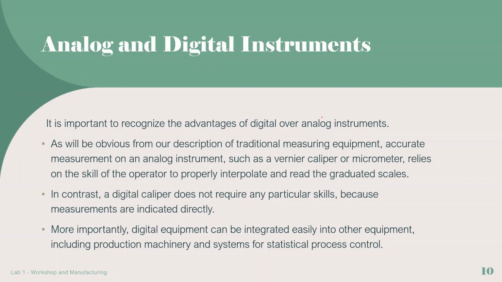Now, we have analog and digital instruments. As will be obvious from our description of traditional measurement equipment, accurate measurement on an analog instrument such as a vernier caliper or micrometer relies on the skill of the human operator to properly interpolate and read the graduated scales.